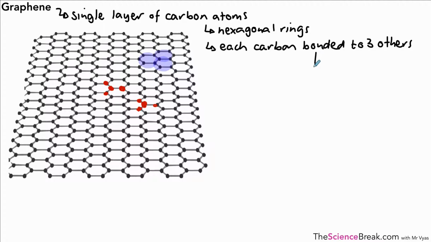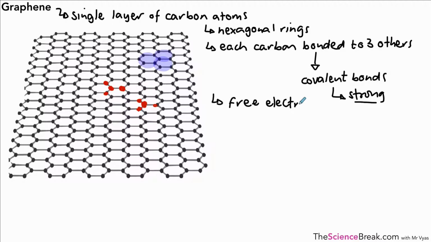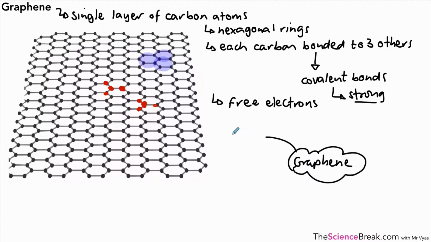Also, just like in graphite, the bonds are actually covalent bonds. And as we know, the covalent bonds are very strong. So that means it takes a lot of force to be able to break those bonds between the carbon atoms. We also have free electrons because carbon atoms can bond with 4 other atoms, and in this case there's only 3 bonds, so we have a free electron in the outer shell, and we'll see why that could be useful.